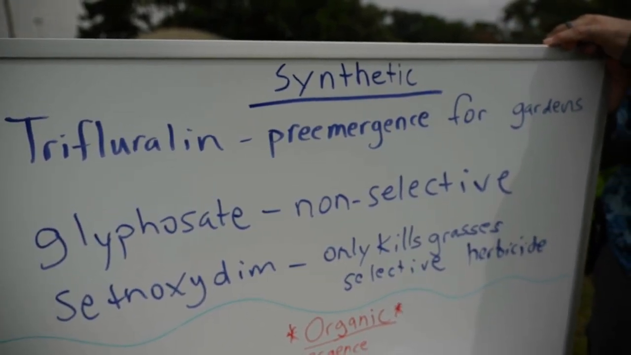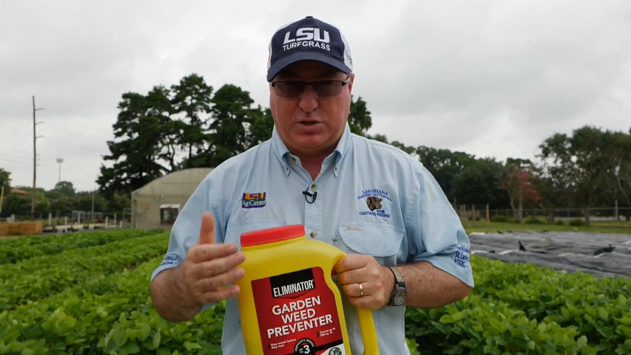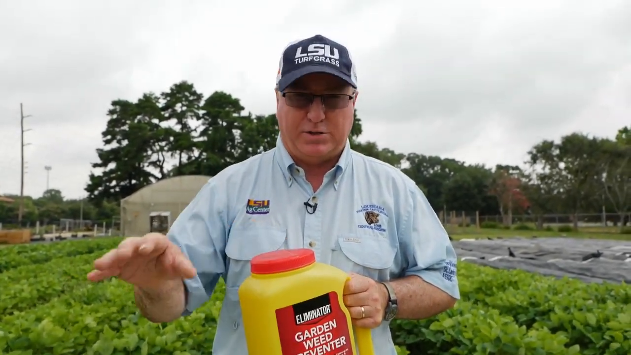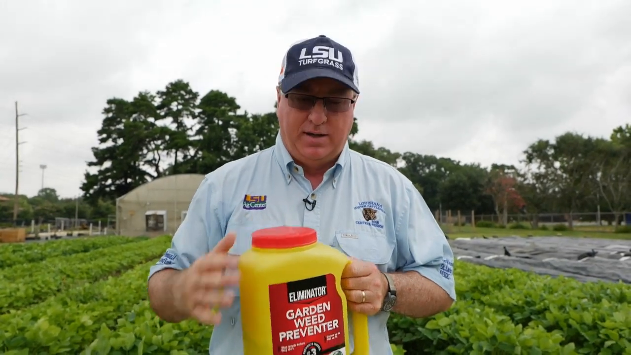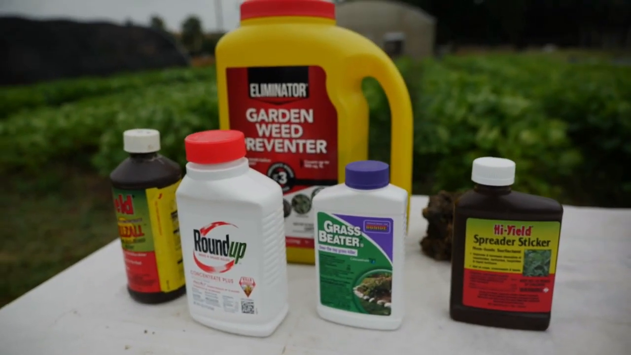There are several vegetables on the product label where this particular product that contains trifluralin can be used. This is a granule that could be spread out, lightly tilled in, and then you transplant or plant seeds in there. It's a very effective herbicide. It's a pre-emergence option. These are all synthetic herbicides right here.